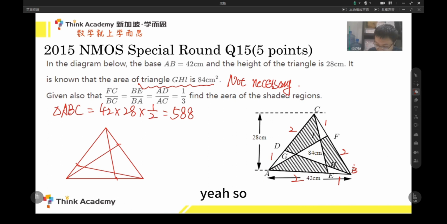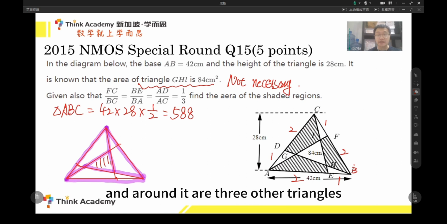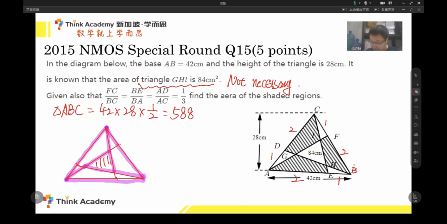By solving this question, we firstly need to cut the triangle into 4 parts. In the middle we have the GHI we wanted, and around it are 3 other triangles, which are named ACI, AGB, and CBH, separately.